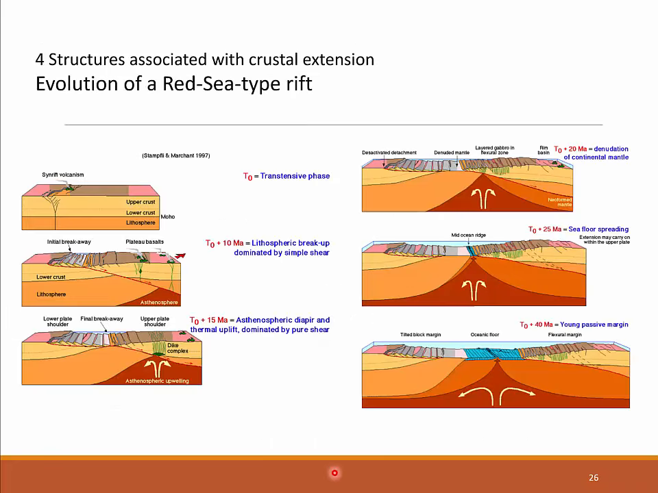On the following slides I want to walk you through the evolution of a Red Sea type rift according to Stampfli and Marchant from 1997. You see here a sequence of six sketches that illustrate different stages of such a breakup, from more or less intact continental lithosphere to the stage of sea floor spreading that we see developed in the last sketch. Let's go over each of these stages one by one.